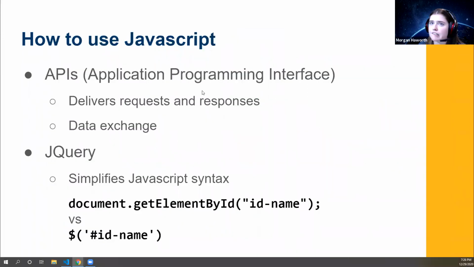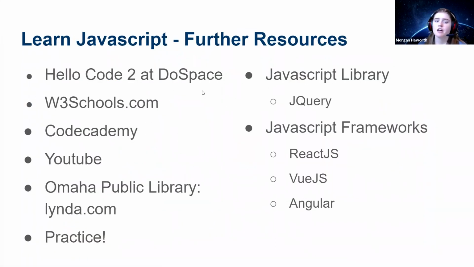And to continue learning JavaScript, DoSpace actually hosts a Hello Code 2. So Hello Code 1 covers CSS and HTML. Hello Code 2 covers JavaScript. It's 8 weeks. It's a free course and application is required. Also, W3 Schools is a great resource for learning any of these parts of developing a website. It has a HTML section, CSS section, and JavaScript.